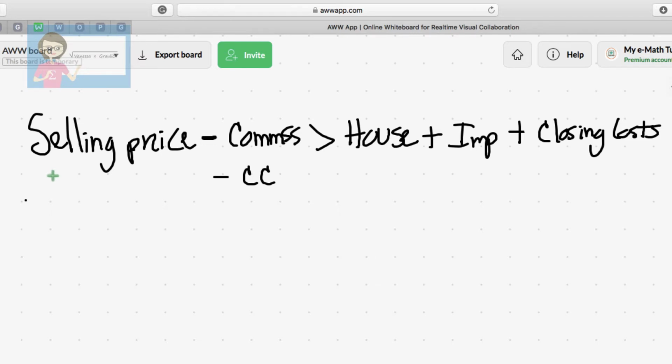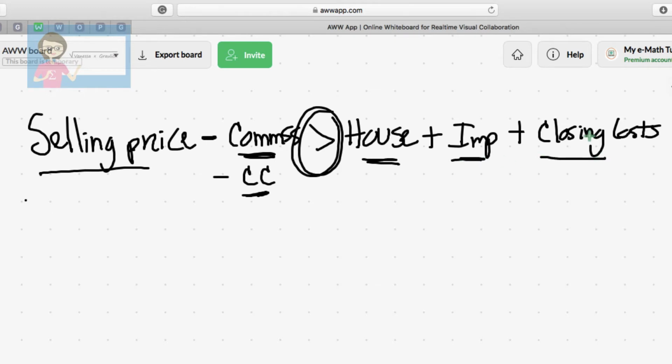So think of this. The selling price minus the commission that you have to pay, because remember, when you are the seller, you pay the commission, minus the closing costs must be greater than the price of the house that you're going to buy, plus the improvements that you're going to put, plus the closing costs. I'm going to make a simple example, so this formula is going to make sense in just 1 second. So what does that mean?